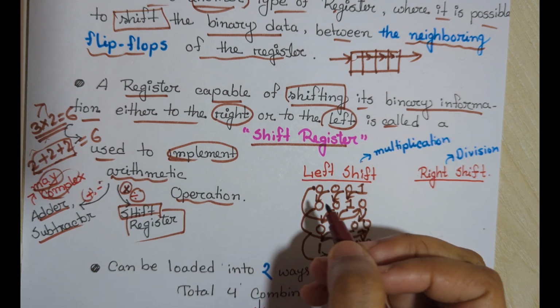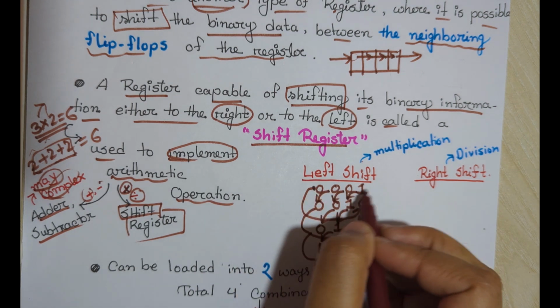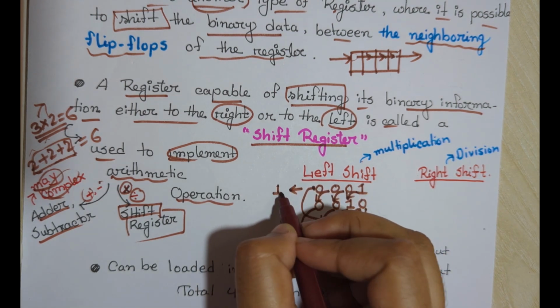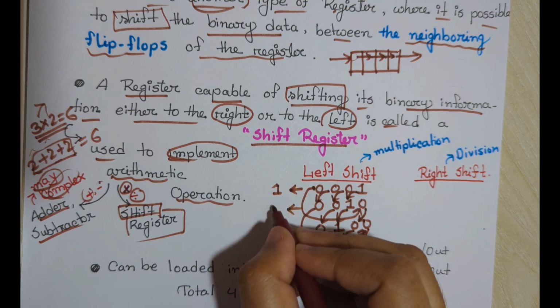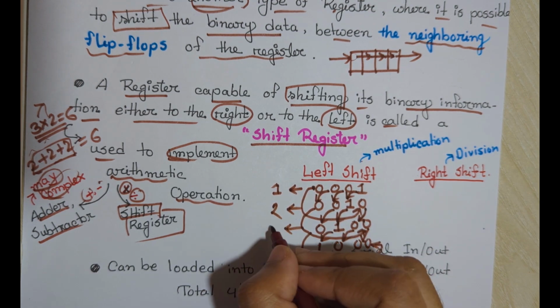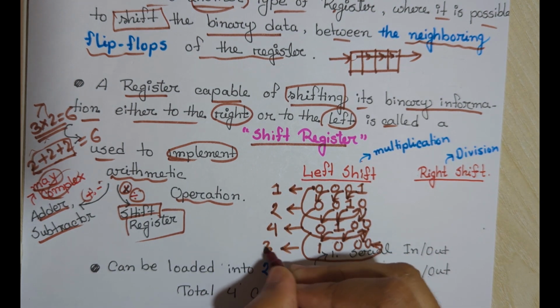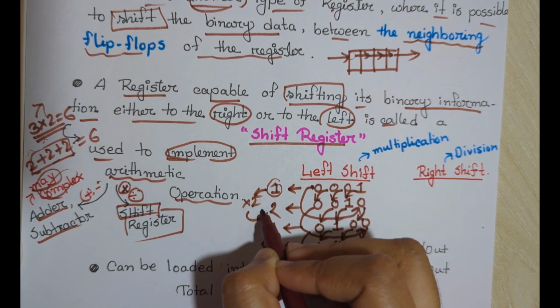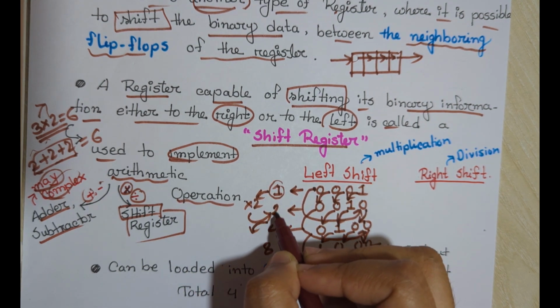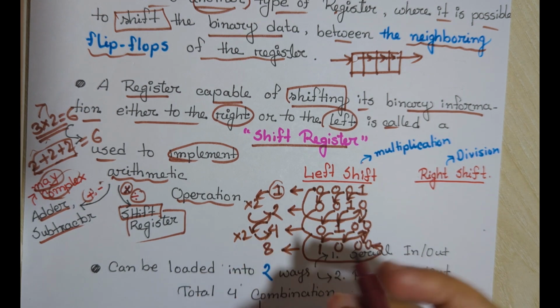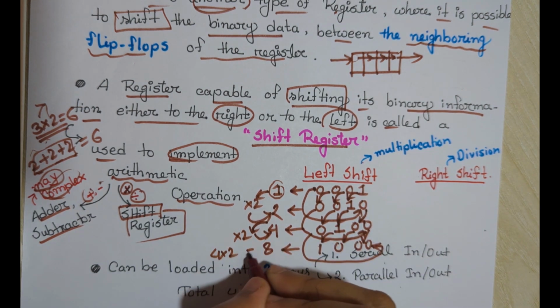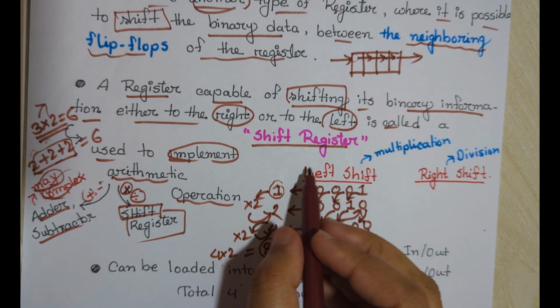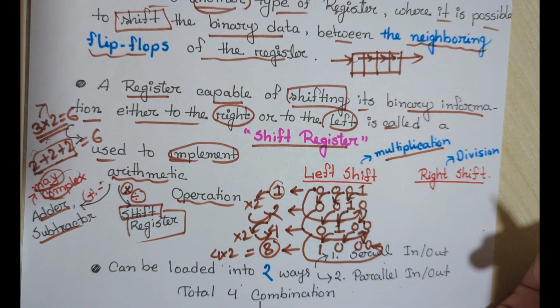And see how it does the multiplication and division work. This binary information represents 1 in decimal number, this represents 2, this represents 4, and this represents 8. So if we multiply 1 by 2, we will get this. And if we multiply this 2 by 2, we will get this. And if we multiply 4 by 2, then we will get 8. So the left shift works as multiplication.